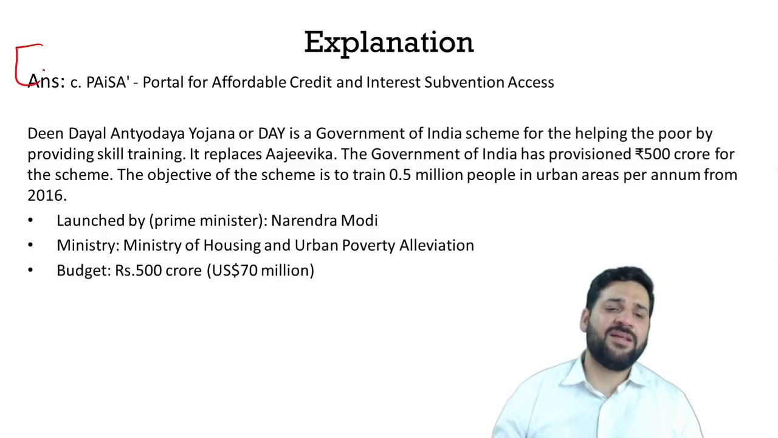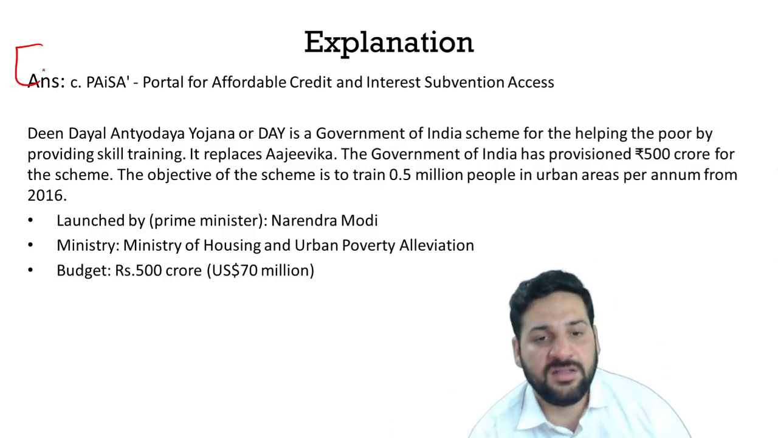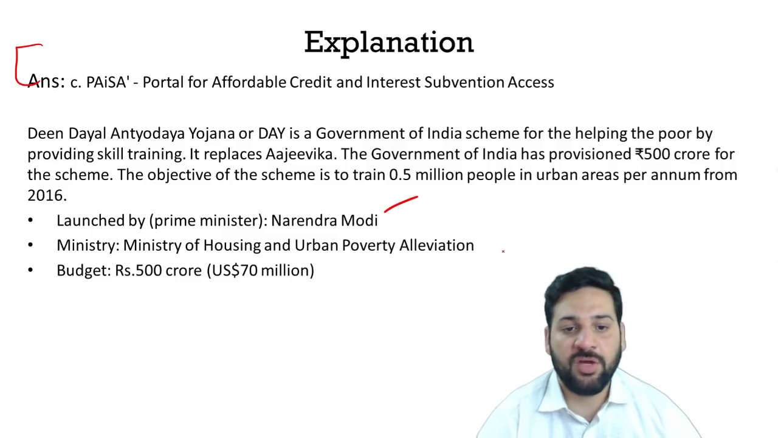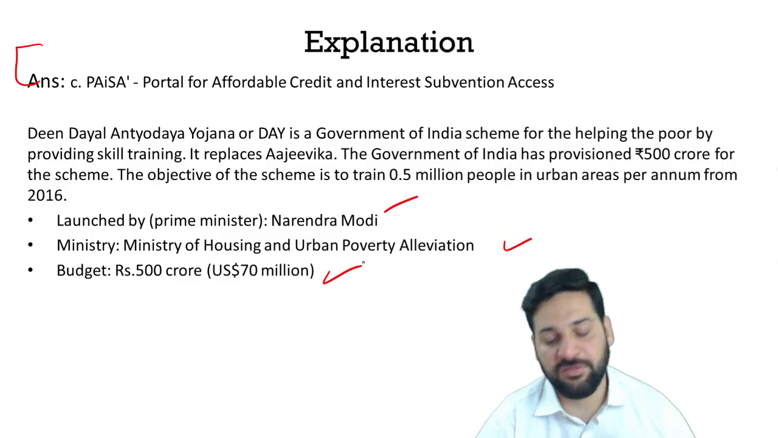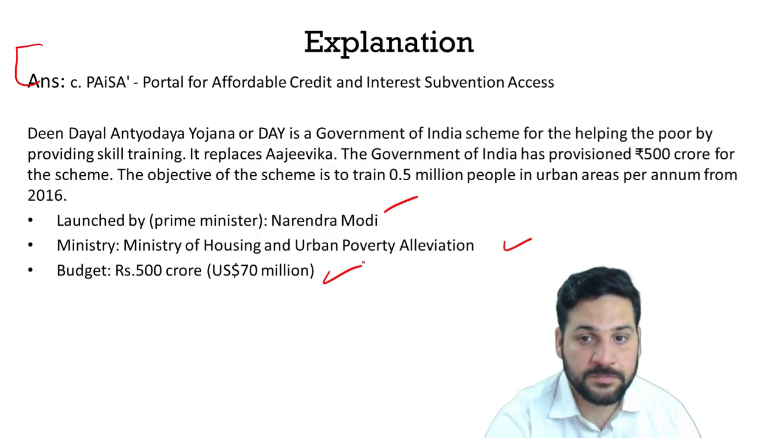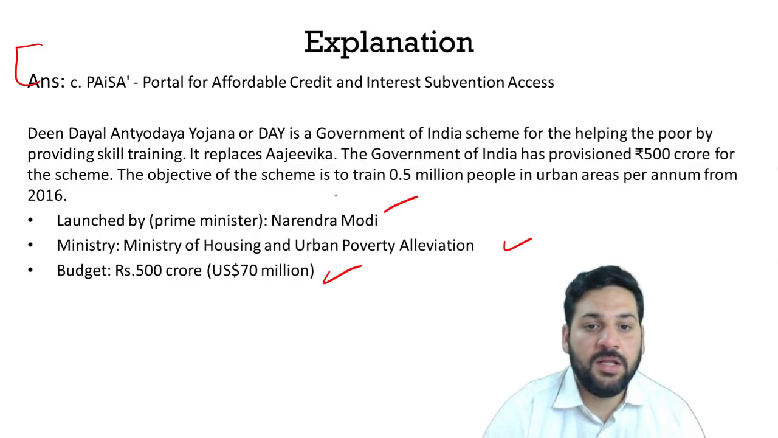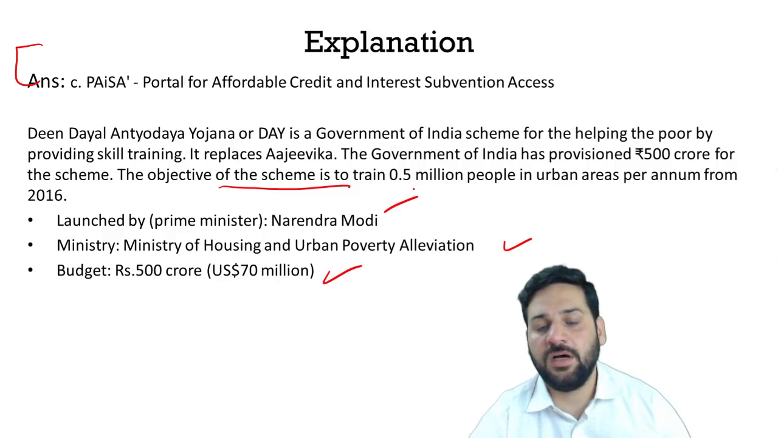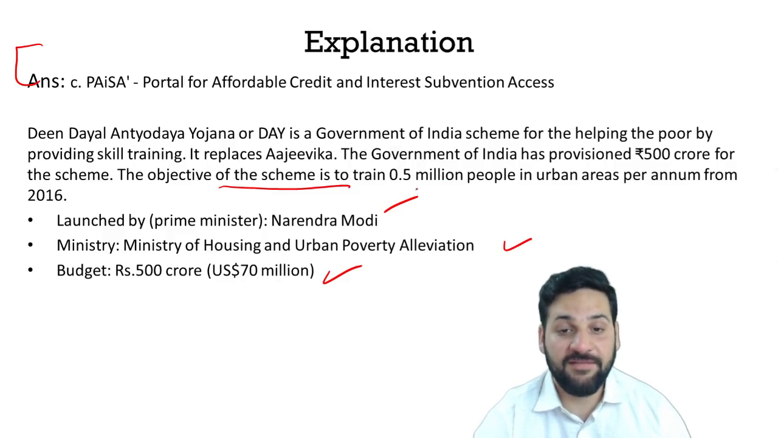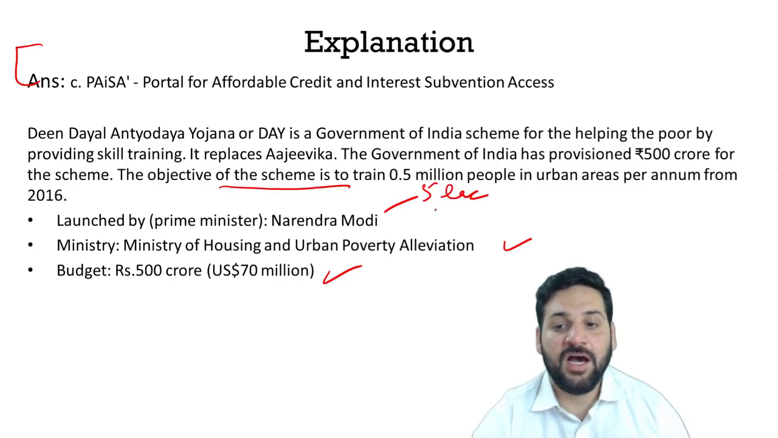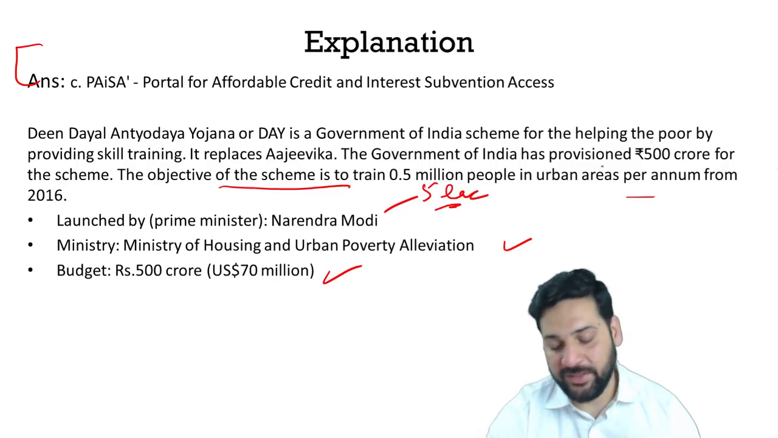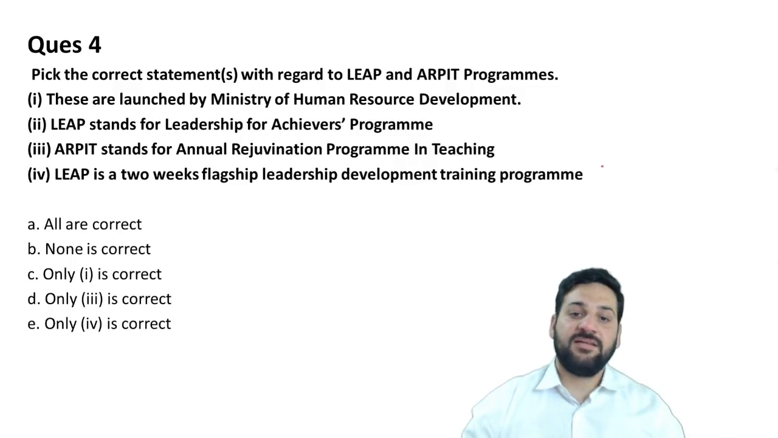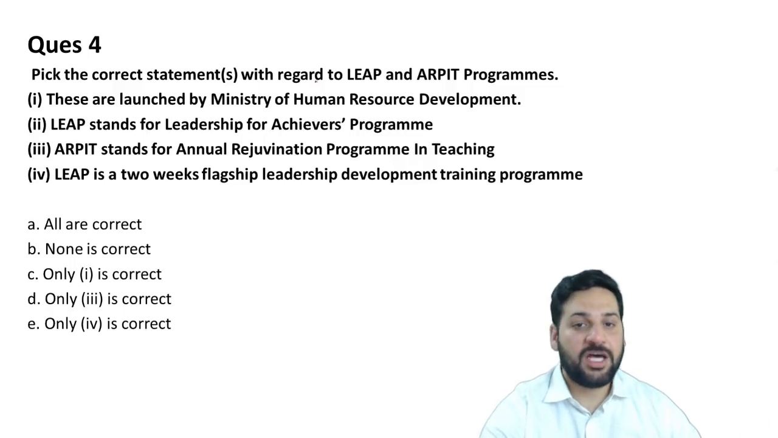So basically, it is a skill development, skill training scheme by the Modi government, launched by Narendra Modi. The ministry is the Ministry of Housing and Urban Poverty Alleviation. Budget is 500 crore. Really simple. The objective of the scheme is to train 50 lakh people, not 50 lakh, 5 lakh people in urban areas per annum from 2016. 5 lakh people. Okay.